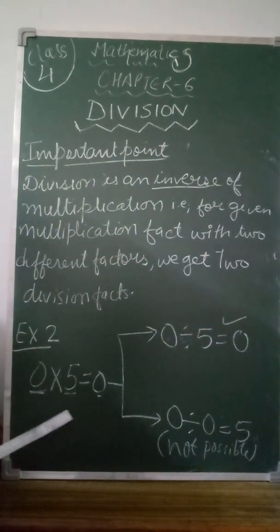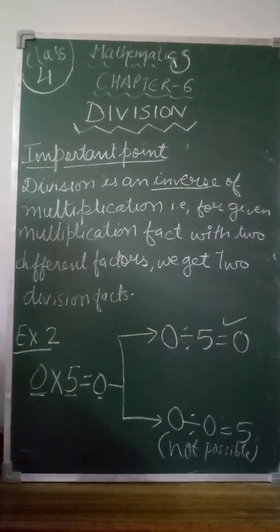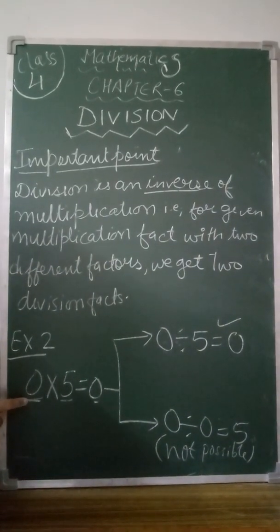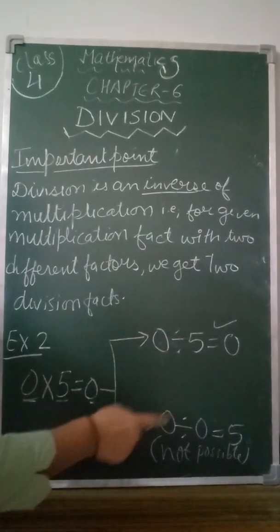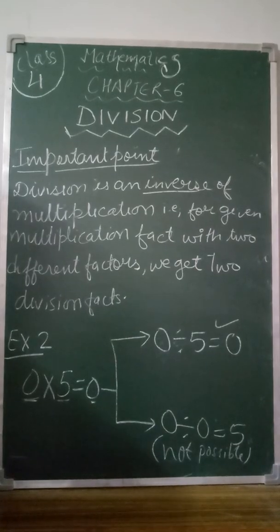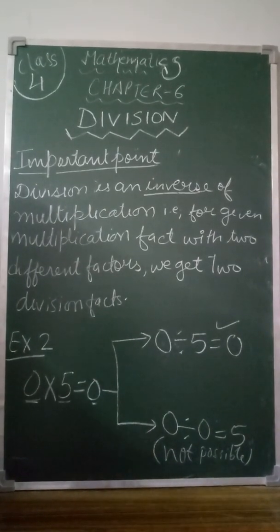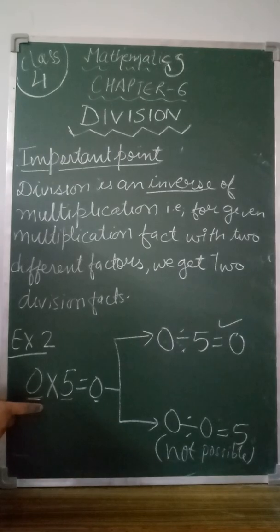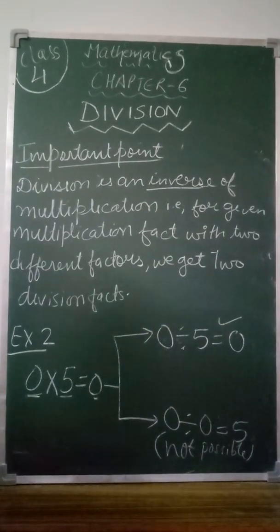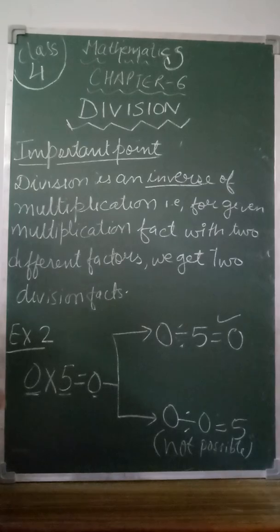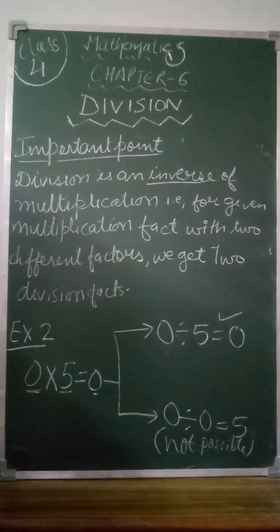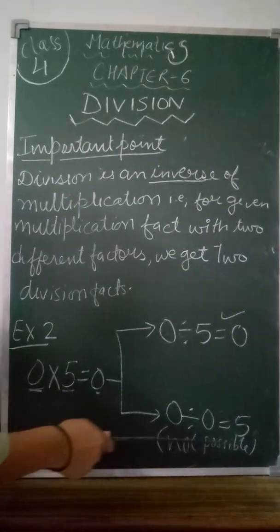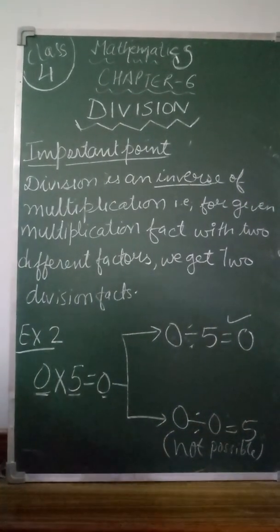If in the multiplication fact any one factor is 0, then we have only one division fact. In the second one you write that the second fact is not possible, right? If a multiplication fact is there and two blanks are given to you, then in the first you can write this one, and in the second you can write not possible. Why? Because if in the multiplication fact one number is 0, then only one division fact is possible. Because 0 divided by 0 is not equal to 5.